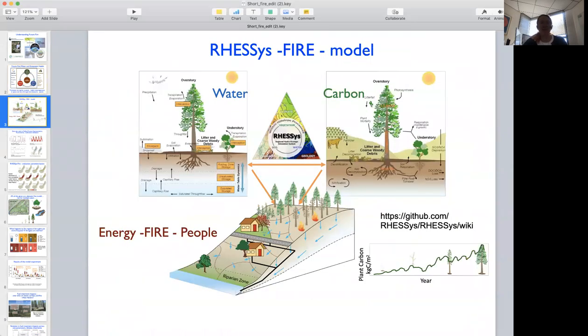The model that I develop and apply, RESIS, integrates our best available science on how different processes work, including the processes that drive fire spread and fire severity, and the timing of recovery of vegetation after fire, and how all of this is linked to water availability.